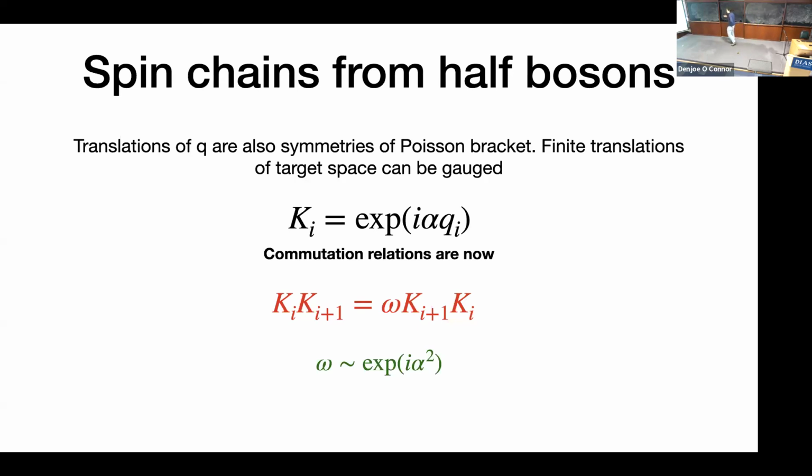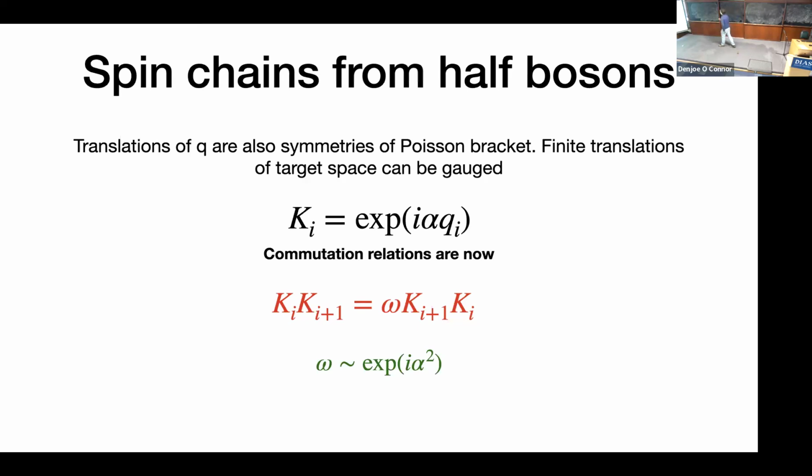Now the idea is I want to go back to the original problem, which is about computers. How do I make models that have a finite number of degrees of freedom per unit lattice site, in the sense of a finite Hilbert space? Okay. So if I start with my little Q bosons, translations in the Q space, right? Those are also symmetries of the boson bracket.